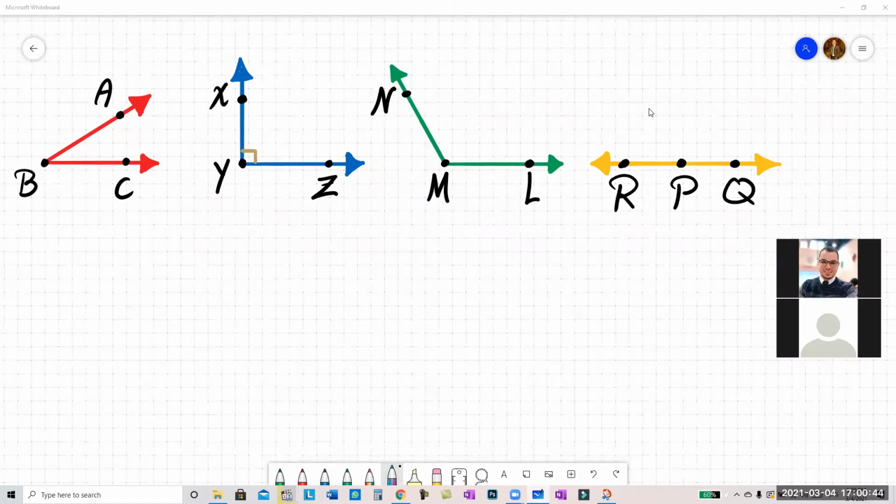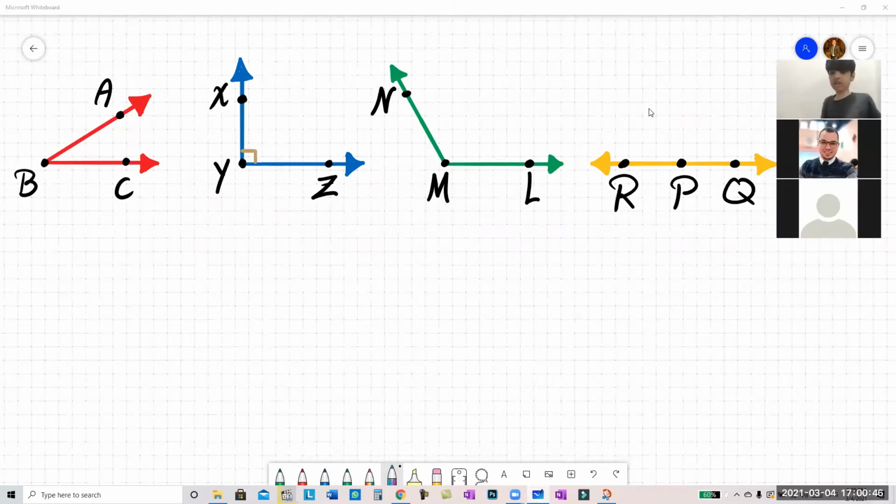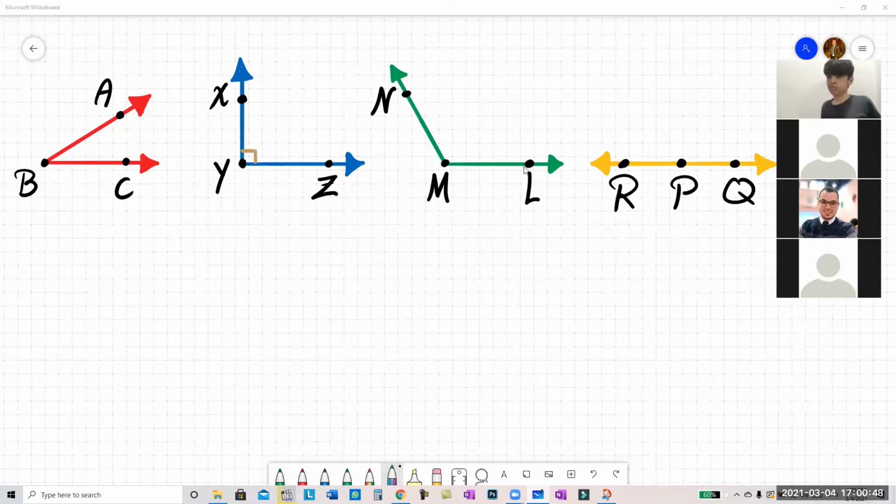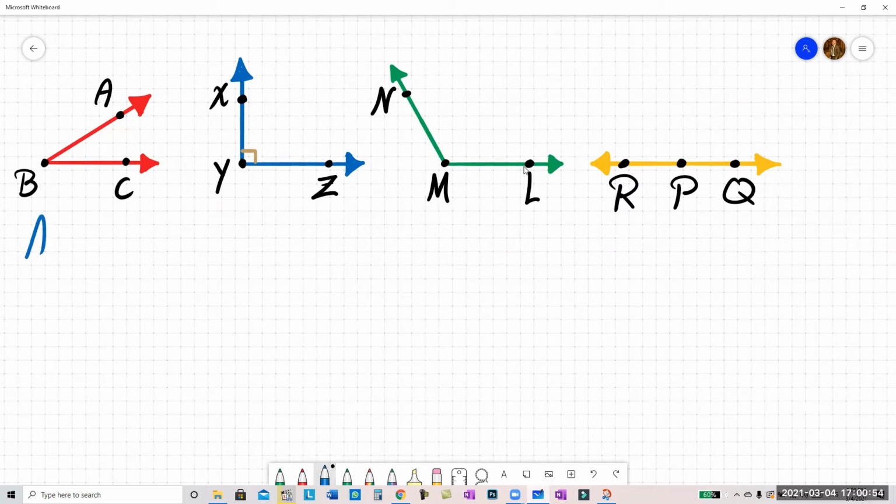Okay, Ali Nabil Misiri. Yes, Ali, what is the type of the first angle? I think it's acute. Great, it's an acute angle because we have a small space between the two rays here, so it's an acute angle.